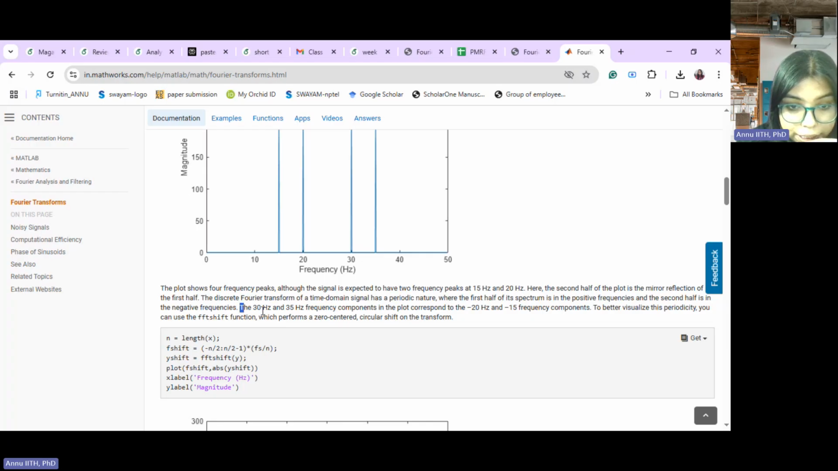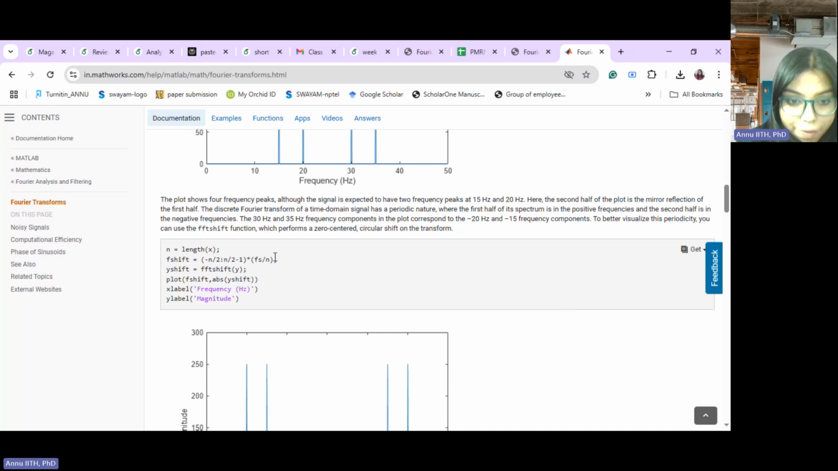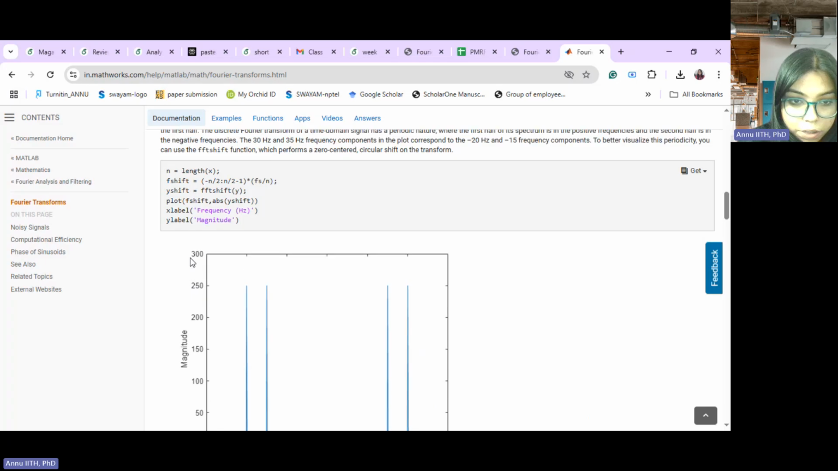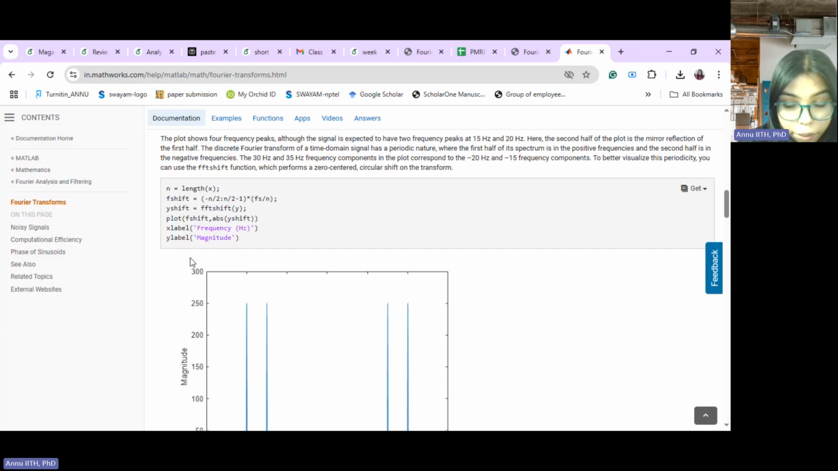The 30 hertz and 35 hertz frequencies combine in the plot and correspond to the 20 hertz and 15 hertz frequency components. To better visualize this periodicity, you can use fftshift, which performs a zero-centered circular shift. If you do an fftshift, you get the proper spectra. This is what I used to get it, mathematically or graphically. I hope this is clear.